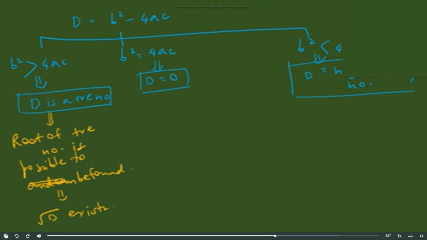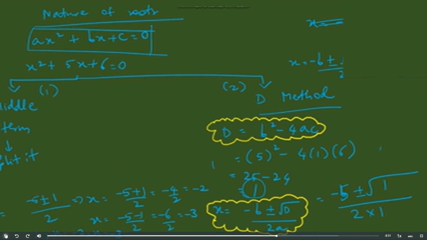Then in case d is equal to 0, what happens? In the earlier example, I will show you here. Suppose d is 0, I will put 0 here. What will I get? Minus 5 plus or minus 0 by 2, which is minus 5 by 2 plus 0 and minus 5 by 2 minus 0. Net effect of this is both roots are equal. So for both values of x, you'll get minus 5 by 2 only.